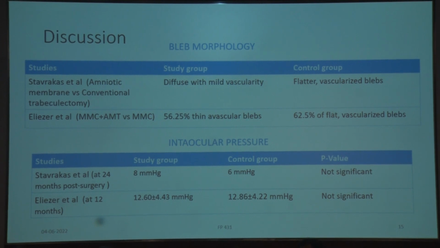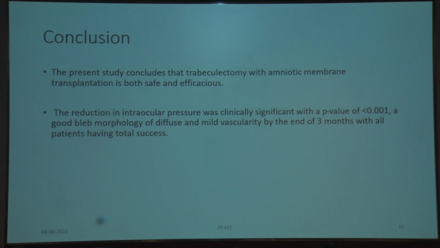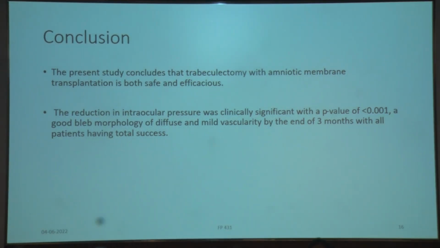Yes, ma'am. Amniotic membrane of the study group showed diffuse blebs with mild vascularity, and the control group showed a flatter vascularized bleb. Eliza et al., which had mitomycin C plus amniotic membrane in the study group, showed thin avascular blebs, and 62.5% showed flat vascularized bleb in the plain MMC group. So the intraocular pressure in these studies was not significantly different. The conclusion is the present study says that amniotic membrane transplantation is both safe and efficacious, and the reduction in IOP is clinically significant, with diffuse mild vascularity at the end of 3 months having total success.